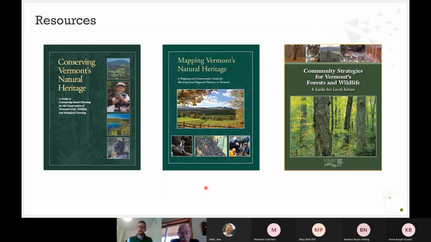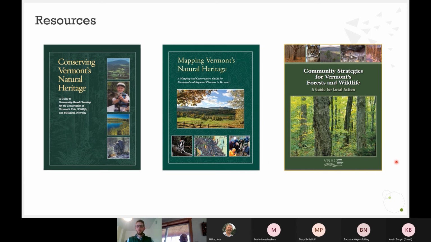All right, just a final couple notes here. There are, as I said, many resources out there. Three of those that our department works closely on are Conserving Vermont's Natural Heritage. This is a great framework guidebook for getting a handle on different resources and how to protect them. We also produce the Mapping Vermont's Natural Heritage Guidebook. This really gets you into the world of conservation planning from a data and a mapping perspective.